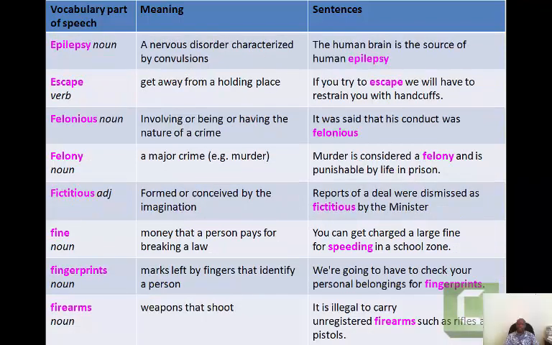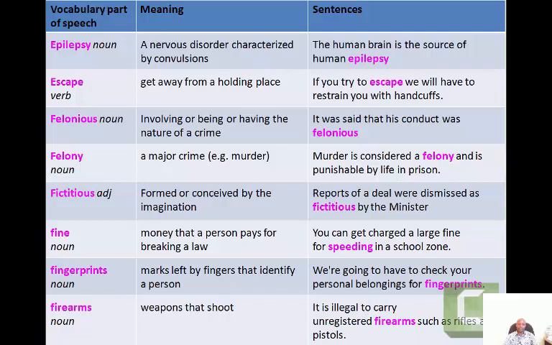Epilepsy, noun. This means a nervous disorder characterized by convulsions. Example, the human brain is the source of human epilepsy. Escape, verb. This means to get away from a holding place. Example, if you try to escape, we will have to restrain you with handcuffs.